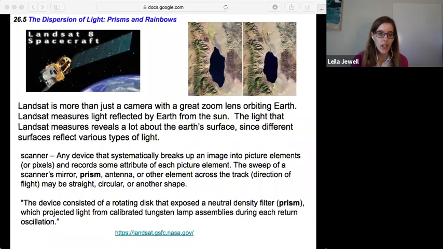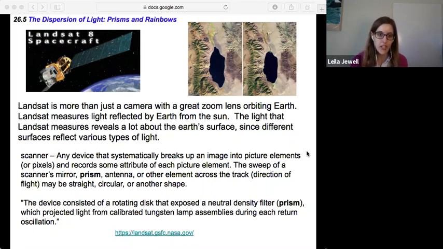One more note, an application of prisms is they're used by NASA all the time. One example is the Landsat, which is a spacecraft that is more than just a camera with a great zoom lens orbiting Earth. It measures light reflected by Earth from the sun. So the light that Landsat measures tells us a lot about Earth's surface, since different surfaces reflect various types of light. So you can learn all about all of Earth's surface just in looking at the reflection.